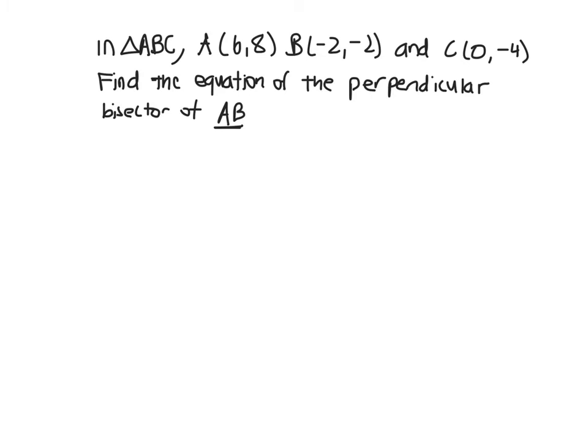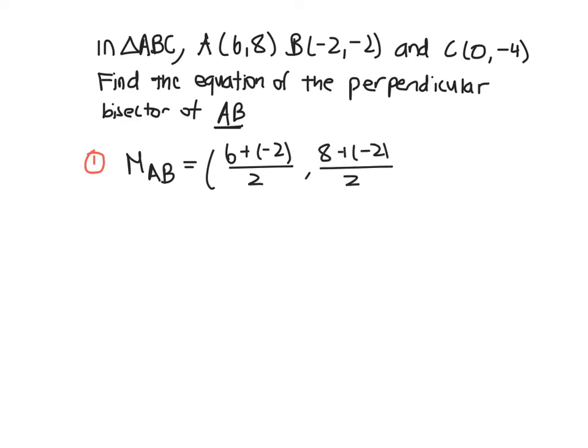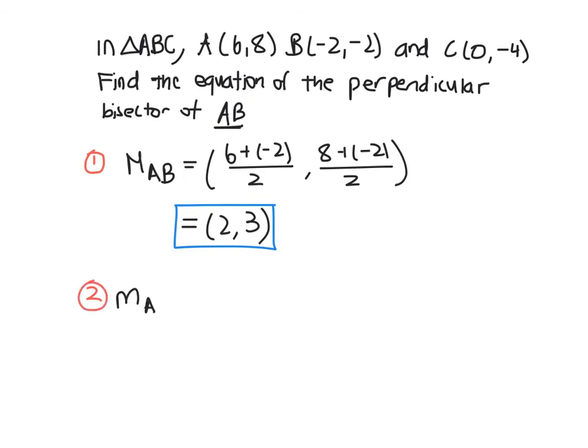Okay, so my first step here is to find that midpoint, and that's coming from the fact that it's a bisector. So I'm going to find the midpoint of AB. So (6 plus negative 2) divided by 2, (8 plus negative 2) divided by 2. And if I simplify that, I end up with 4 over 2, which is 2, and 6 over 2, which is 3. And I know I'm going to use this later on to find that equation of the bisector.